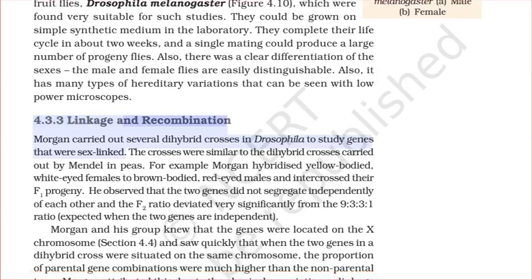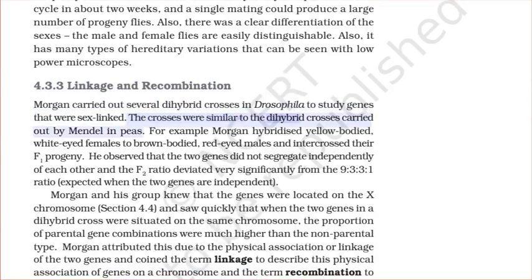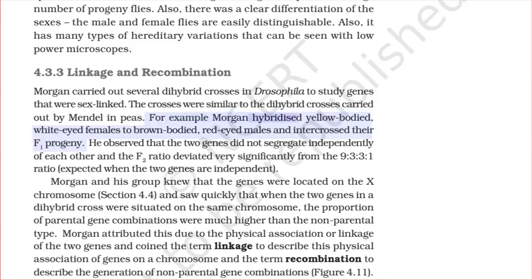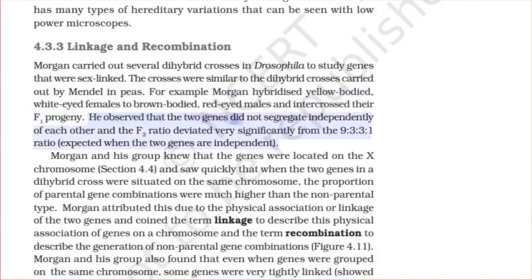Linkage and recombination. Morgan carried out several dihybrid crosses in Drosophila to study genes that were sex-linked. The crosses were similar to the dihybrid crosses carried out by Mendel in peas. For example, Morgan hybridized yellow-bodied, white-eyed females to brown-bodied, red-eyed males and intercrossed their F1 progeny. He observed that the two genes did not segregate independently of each other, and the F2 ratio deviated very significantly from the 9:3:3:1 ratio expected when the two genes are independent.